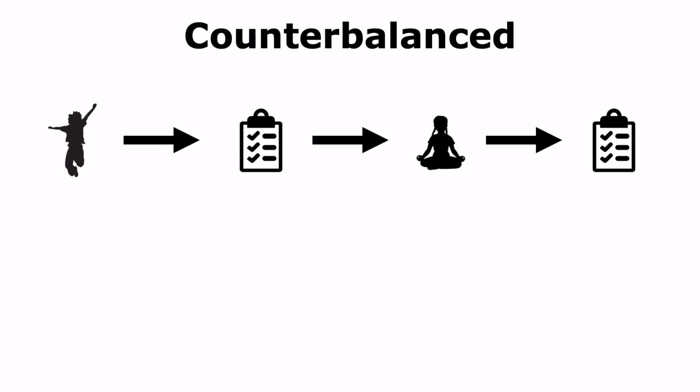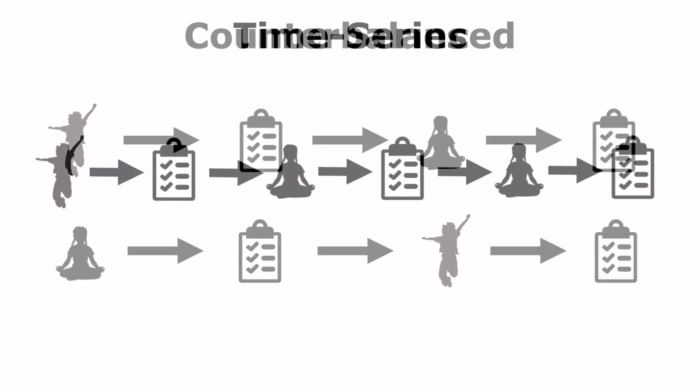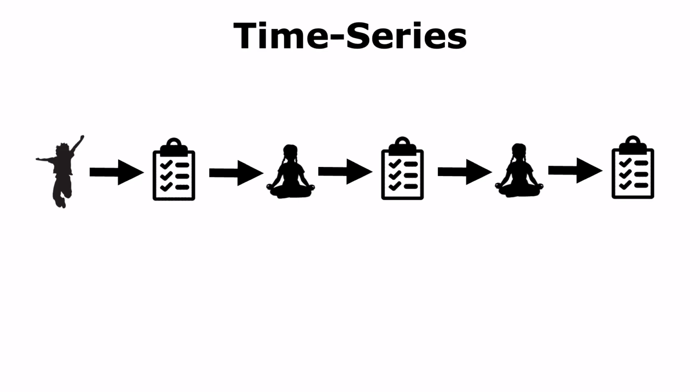Counterbalanced is a research design where all groups receive all treatments, but each group receives the treatments in a different order, and all groups are post-tested after each treatment. The time series design is a research design where all groups receive all treatments. Each group receives the treatments in a different order, and all groups are post-tested after each treatment.